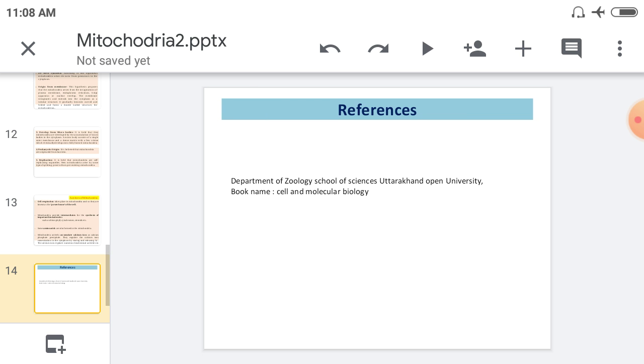Okay, this is all about the structure of mitochondria, then biogenesis of mitochondria, then function of the mitochondria.